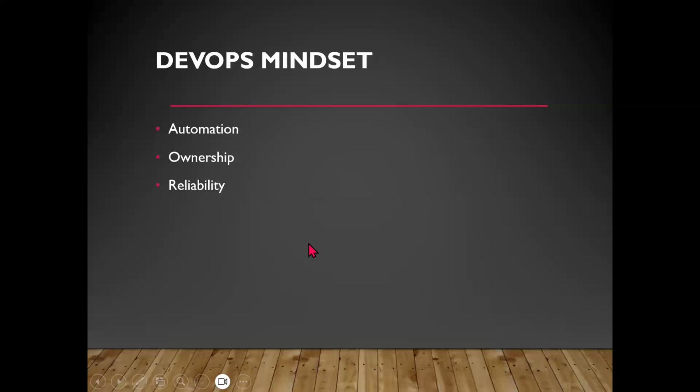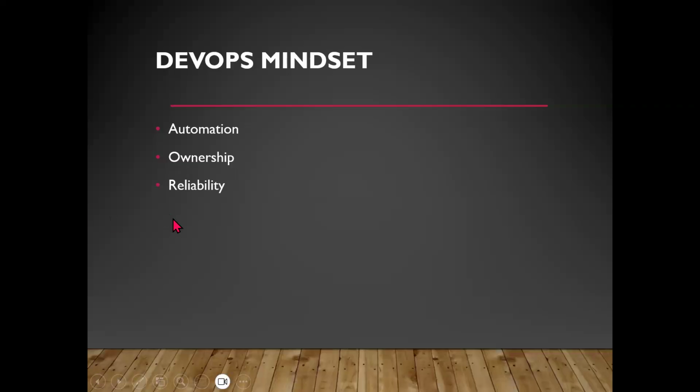So at the end of the day, the DevOps mindset is basically three things: automation, ownership, and reliability. Automation means that we want to automate everything as much as possible. You want to minimize human intervention. There is a very popular philosophy in DevOps, and the mindset is that you want to be able to build once and deploy many. So we do things once manually, and then the process can repeat itself.